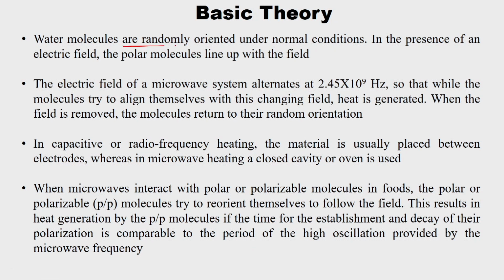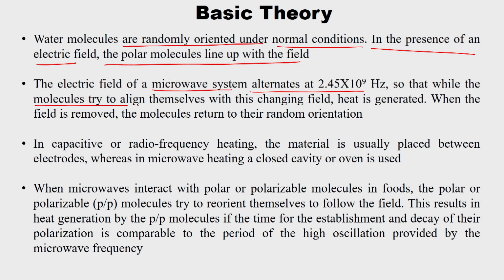The water molecules are randomly oriented under normal conditions. Under normal conditions, OH minus and H plus will be distributed throughout the material. In the presence of an electric field, the polar molecules line up with the field. That is what I told, based on the applied field, based on the positive and negative ion side, the ions will try to orient themselves. The electric field of a microwave system alternates at 2.45 into 10 to the power of 9 hertz, so the molecules try to align themselves with this changing field, because they already have random motion. When they get the electric field, they try to align themselves according to this field, after which heat is generated due to collision between the molecules. When the field is removed, the molecules return to their original random orientation.